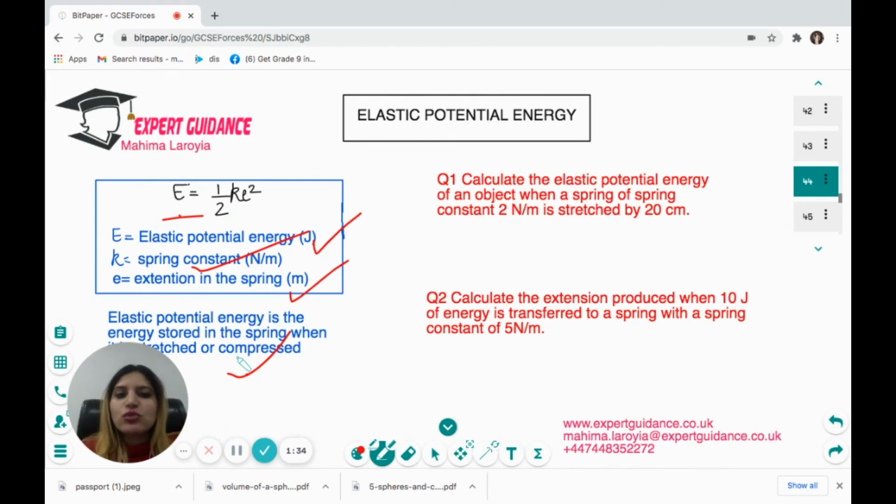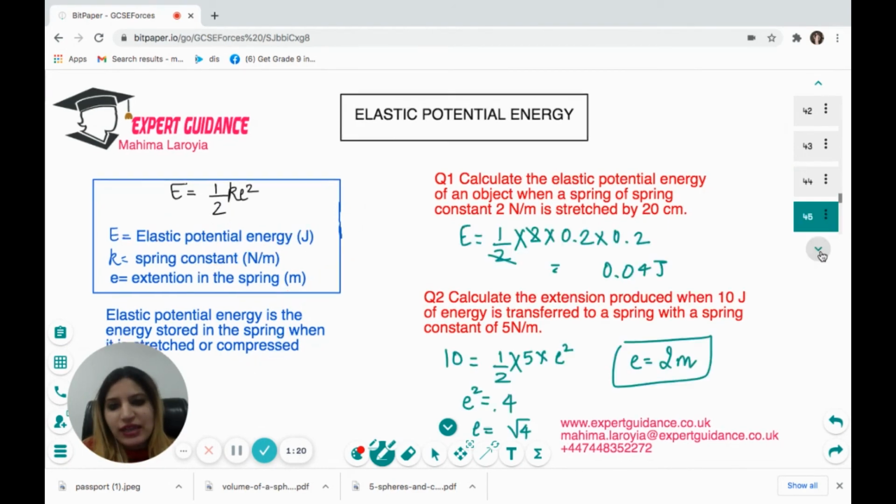Okay, so now you have 2 questions on the board to calculate the elastic potential energy when the spring constant is given to you and its stretch is given to you. And in question number 2, they have given you the elastic potential energy and the spring constant and ask you to work out the extension. So you have to rearrange this formula. So have a go at these questions and come back to check the answers.